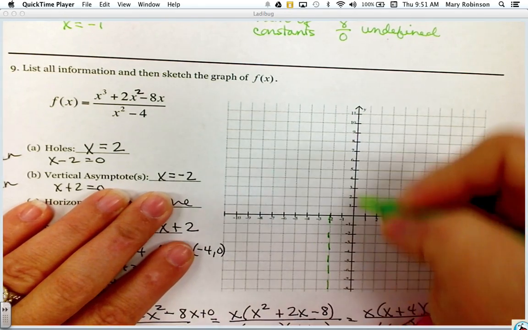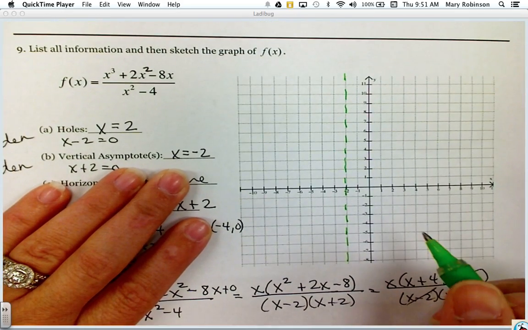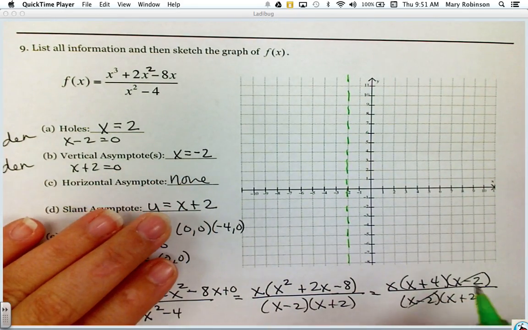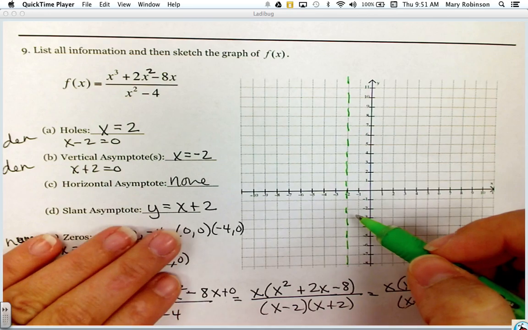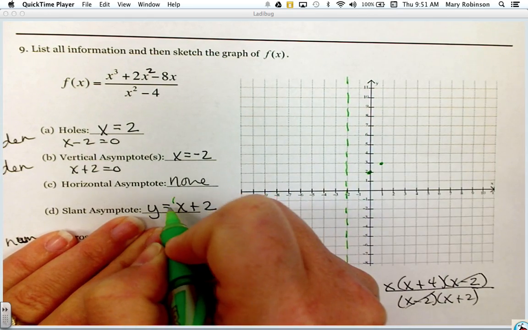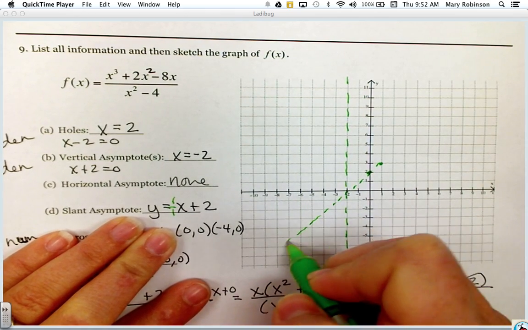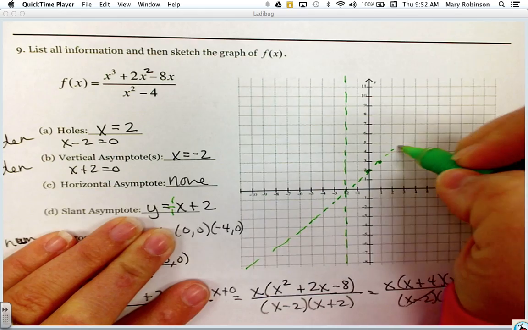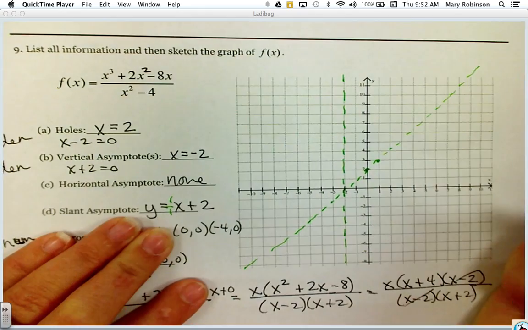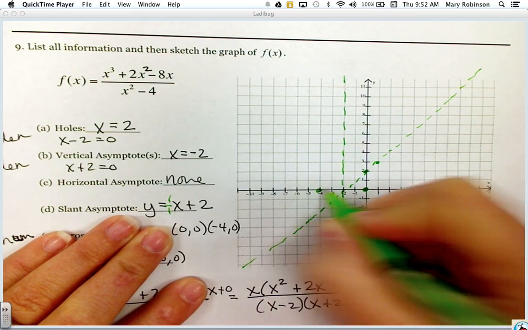I suggest you use a highlighter or a different colored pen or something to help denote the asymptotes from your graph and make sure they're dotted. Our slant asymptote, I'm going to start at positive 2. We go up 1 over 1 because it has a slope of 1. So this would be my slant asymptote. I know that it will cross the graph at the origin and at negative 4.